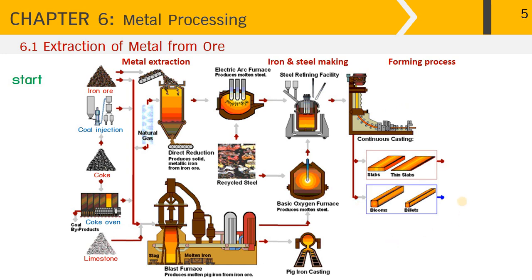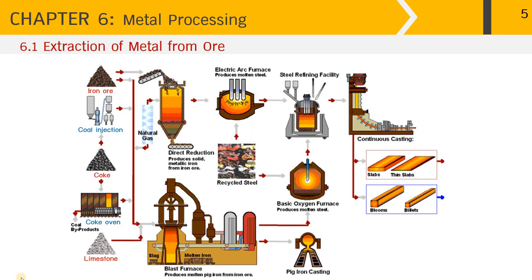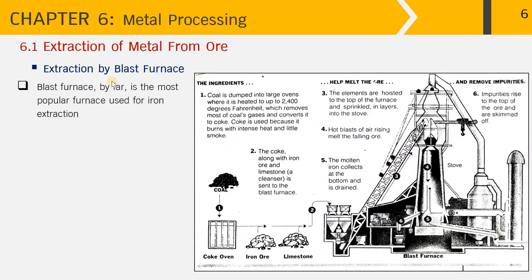As mentioned earlier, the slabs, blooms and billets are the primary products produced from the primary processing before going through the secondary processing in order to produce the final products of desirable shapes. This diagram shows the extraction process of metal from ore. The first part of the diagram contains the metal extraction. Then, to obtain the final product, the extracted metal has to go through iron and steel making, which is around here, and further through the forming process. We will focus on the blast furnace for the extraction of metal, and this diagram will show the details of how to do it.